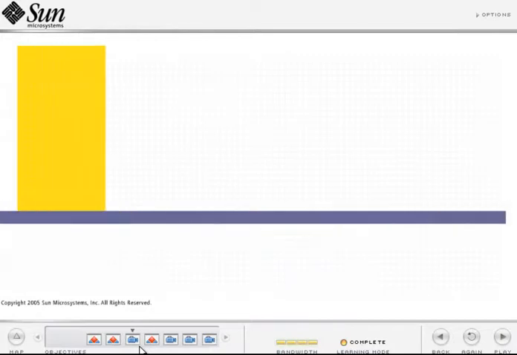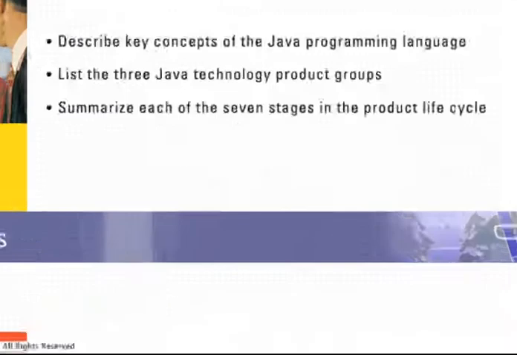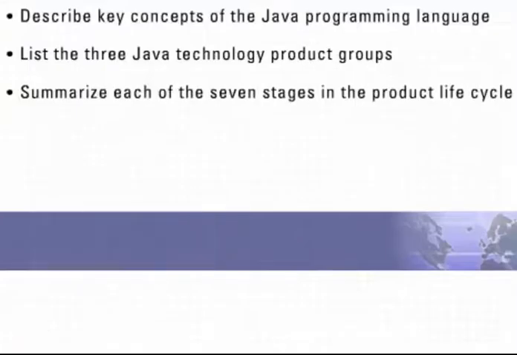Upon completion of this module, you should be able to describe the key concepts of the Java programming language, be able to list and identify the 3 Java technology product groups, and summarize each of the 7 stages in the product lifecycle.